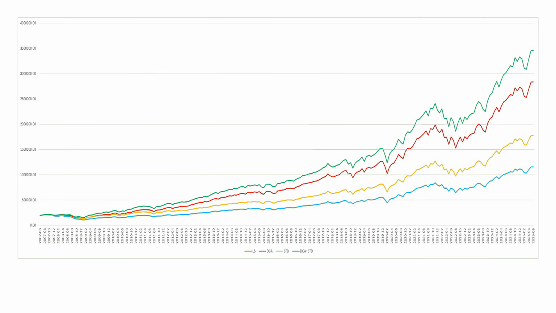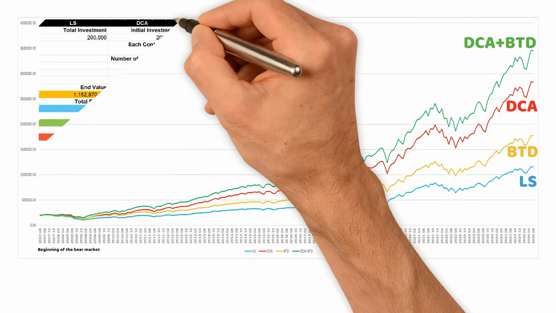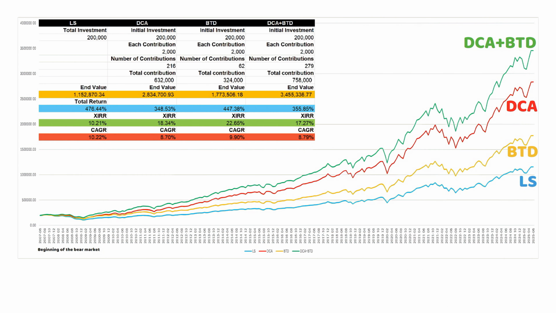Let's go back to the same backtest from June 2007 to June 2025, where all 4 strategies start with an initial investment of $200,000. The 3 phase strategies invest $2,000 per contribution. DCA results in 216 months of investing, totaling $632,000. BTD triggered 62 dip buys, totaling $324,000. DCA plus BTD made 279 investments, totaling $758,000. The compound annual growth rates are roughly similar across all 4, with LS slightly ahead.